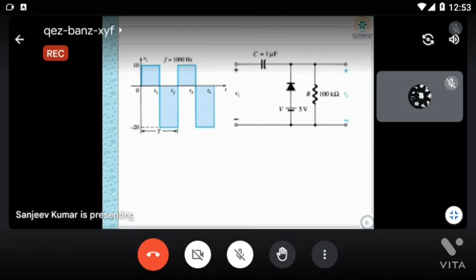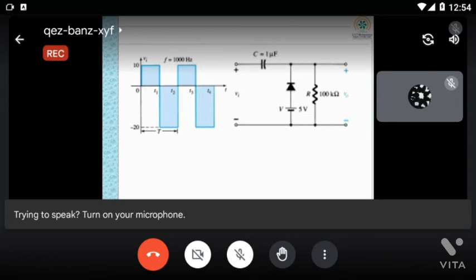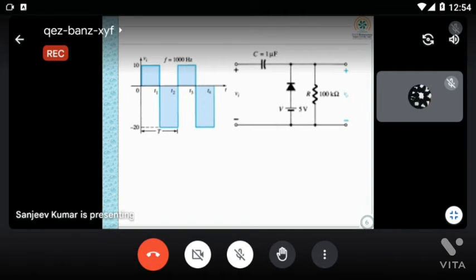Okay, can you tell me for example for the 0 to T1 time period what will happen? Because it is forward biased, it will short circuit. So 10 volt you are giving. Okay, so this is 10 volt. I am giving plus and minus. So what will happen? What will be the voltage? Sir, 10 volt it will be.